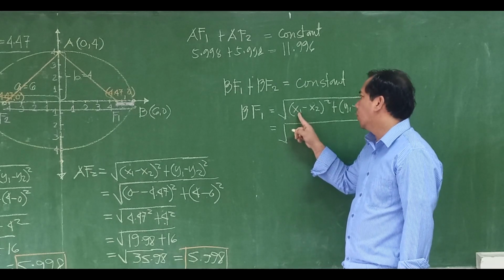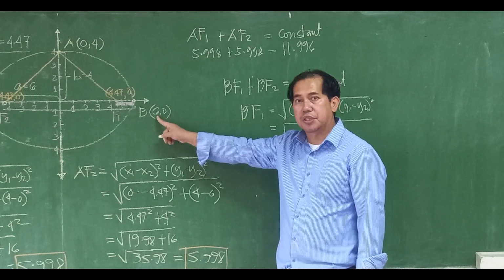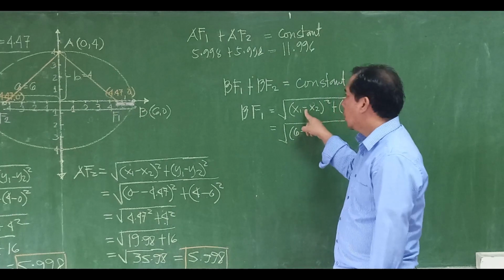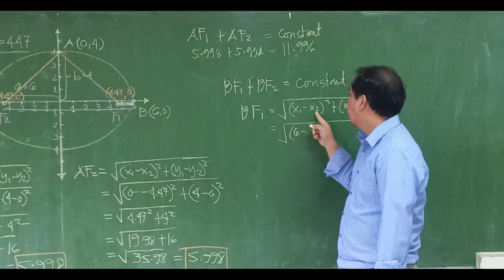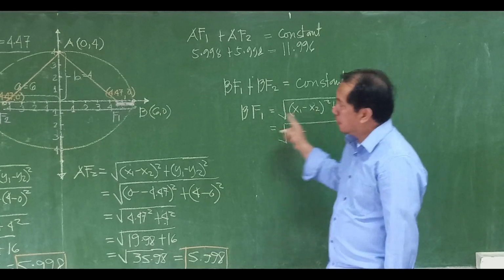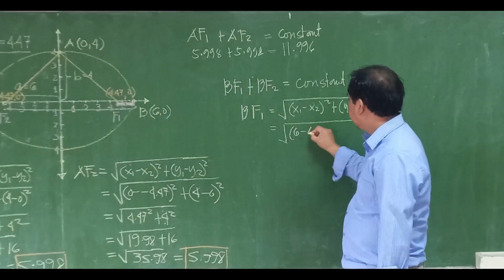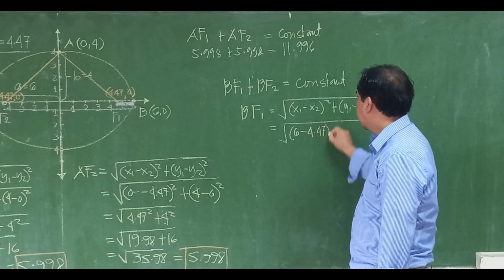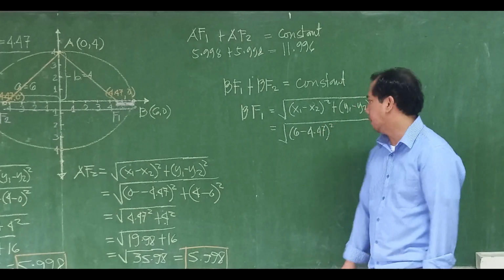What is the value of x in our point B? The value of x in our point B is 6. And the quantity 6 minus what must be our x in focus 1. Okay, focus 1. So our x is the same as 4.47. And that is raised to the second power.